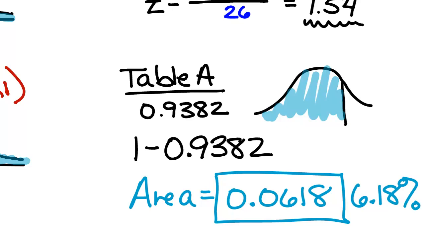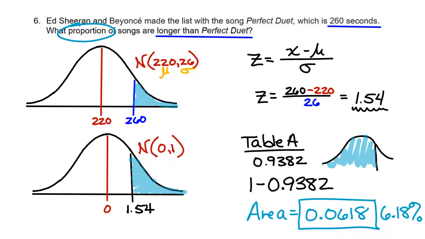The question up here said proportion, so I don't have to change it into a percent. I can just leave it in its decimal form. If you change it into a percent and it says proportion, that's not wrong, but you just don't have to change it. So far, so good? All right. Well, let's look at the next problem.